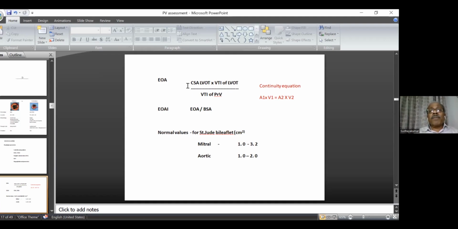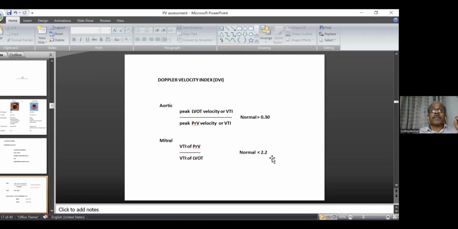That will give you the effective orifice area of the prosthetic valve. Indexed to the body surface area, it will be indexed to the orifice area. The normal effective orifice area for a St. Jude bileaflet, depending on the size of the leaflet which you are using, is 1 to 3.2 centimeter square, and in the aortic it is 1 to 2 centimeter square. This is effective orifice area, not indexed.